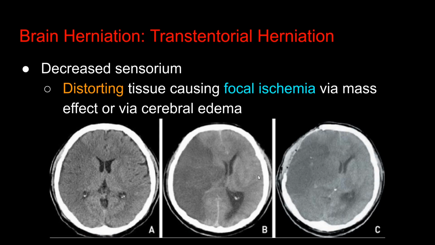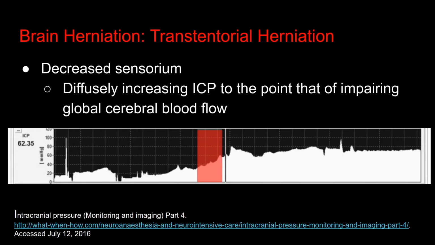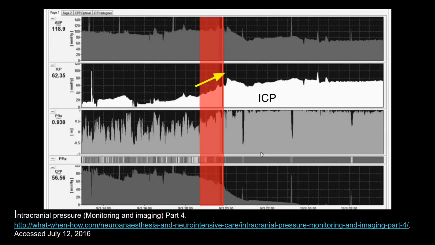So, with the distortion of the cerebral tissue, clinically, your patient will manifest with decreased sensorium if they did not already present before the anisocoria. So, in this situation, we see here from a normal intracranial pressure at this point of no return, a diffuse increase in the ICP over here.